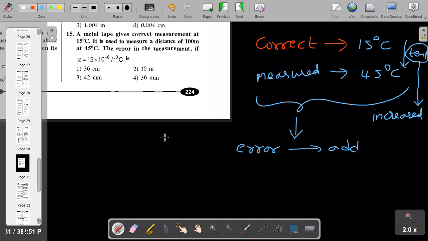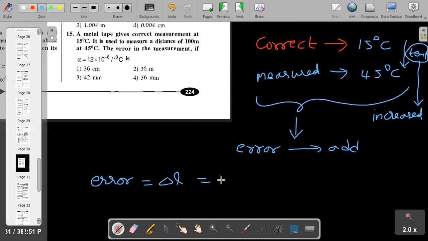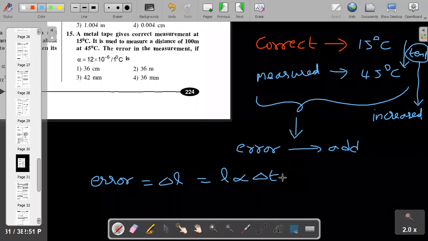Now here they are asking directly error only. I told you error we will be writing as delta L. Delta L is nothing but L alpha delta theta. We can write delta theta or delta T, no issue. Delta T is difference in temperature.